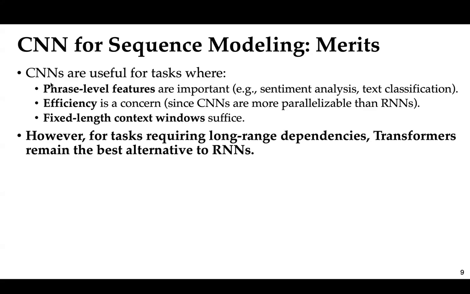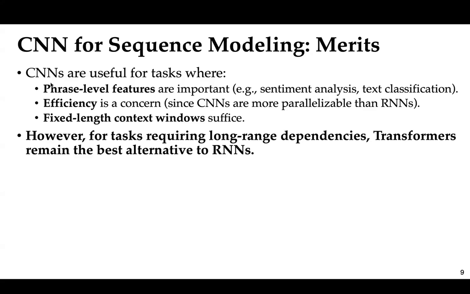If you have, for example, a fixed length context window, which suffices in this kind of domain, you don't have to worry about long context to capture some characteristics of the underlying language for feature extraction. However, for tasks requiring long-range dependencies, transformers remain the best alternatives to RNNs. We should not go there. Here we make that compromise: they sacrifice whatever the RNNs give you as a plus for the efficiency that you have here. The examples we have here are going to be sentiment analysis and text classification.